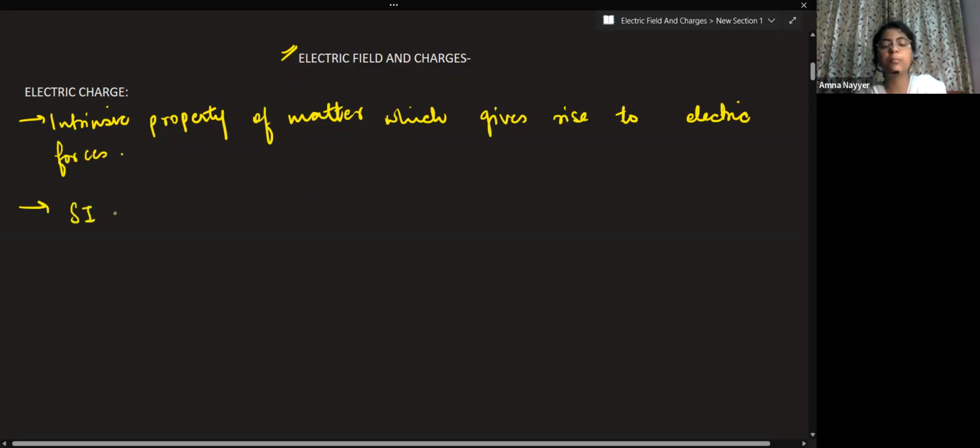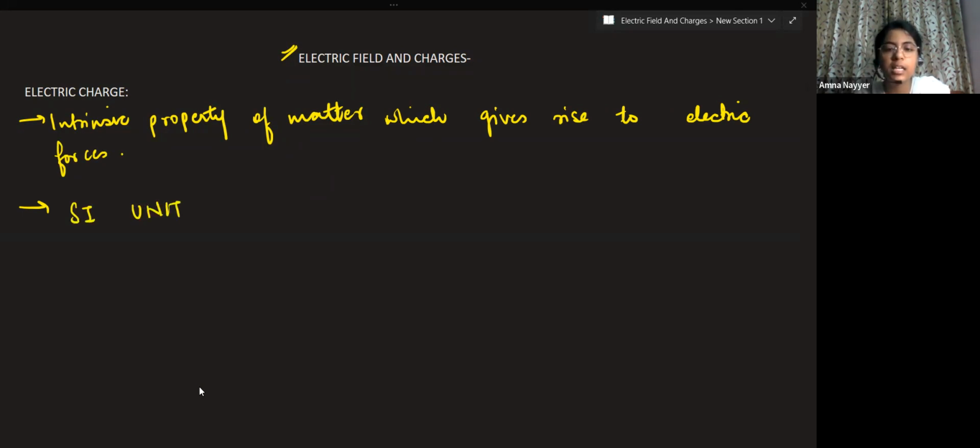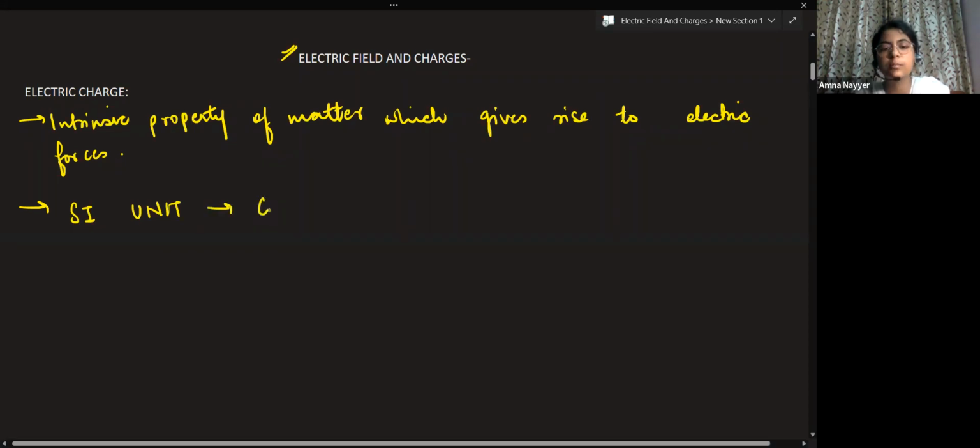Then we have one more important thing to remember. It experiences force when placed in an electromagnetic field. Exactly. That's the force I'm referring to over here. So the SI unit of electric charge is coulomb. For example, this is usually represented by a capital C. So if a body has plus 4 coulomb of charge, it will be represented like this, plus 4 coulomb of charge. So this C is the SI unit, coulomb is the SI unit.